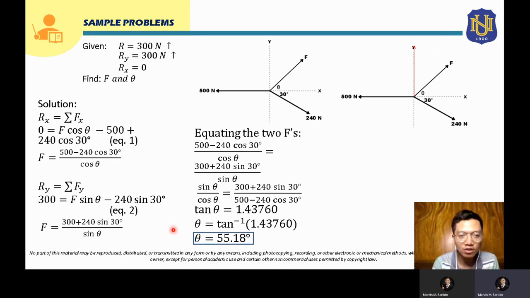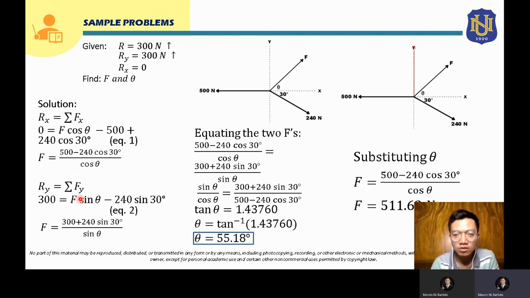So now to solve for the value of F, you can use this equation for F. We can substitute the theta that we have solved. In this case, we use the F from your first equation and we substitute theta, the theta that we solved here, into that equation. So let's input it in your calculator. That will be 500 minus 240 cosine 30 over cosine of theta, which is 55.18 degrees.